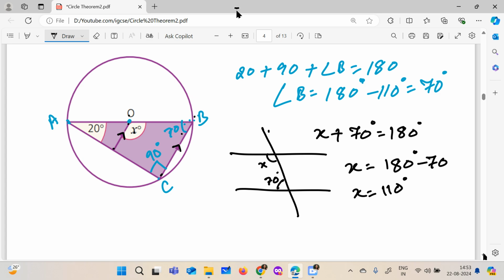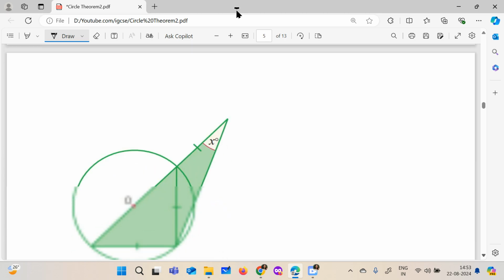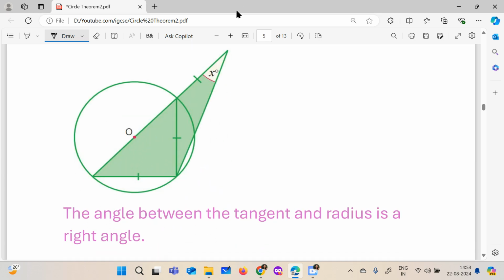Okay, now let's go to the next one. We have another question here. We have to find the value of x here. Nothing else is written, but there are many markings you can see here. This marking and this marking say that this is an isosceles triangle, and then this and this marking say that another triangle is also isosceles.